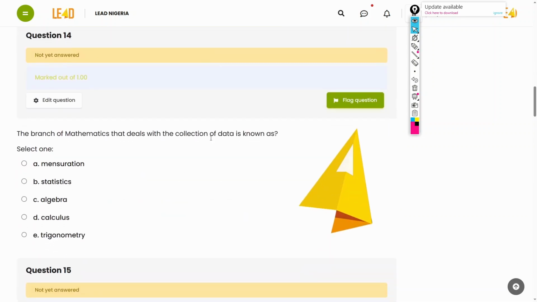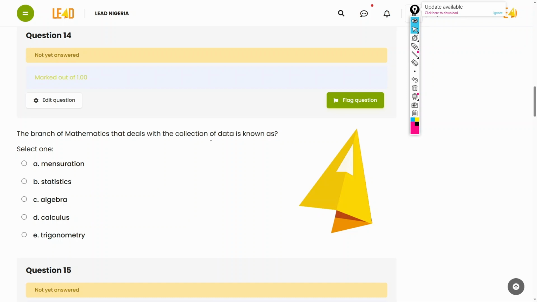Okay, question 14. The branch of mathematics that deals with the collection of data is known as statistics. So statistics deals with collection of data, all right? You want to collect data and analyze it, anything that is not a fixed answer. Maybe it's the opinions of people, or maybe something that changes over a period of time, and you want to understand. So for instance, if someone says to you, what's the weather in Abuja like? You'll be wrong to just use the weather for that day, because the weather for that day could have been windy, could have been above normal.